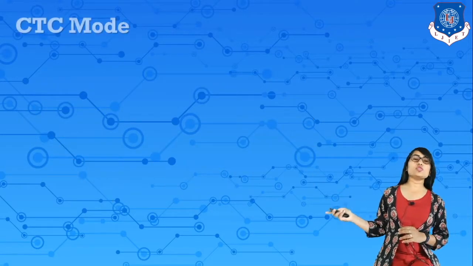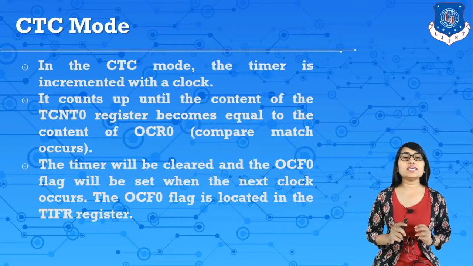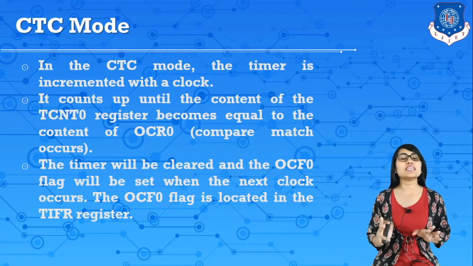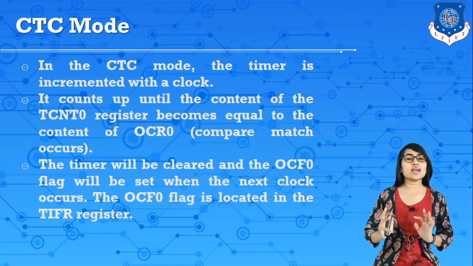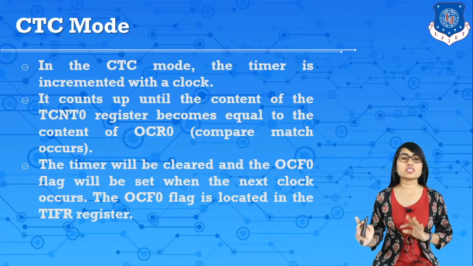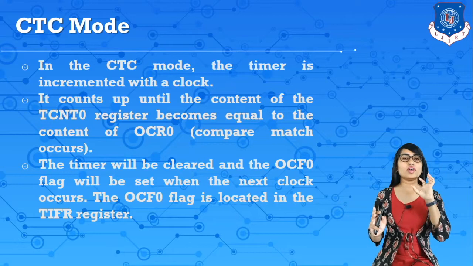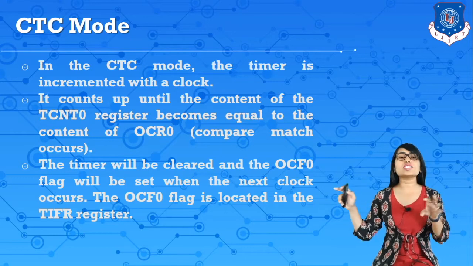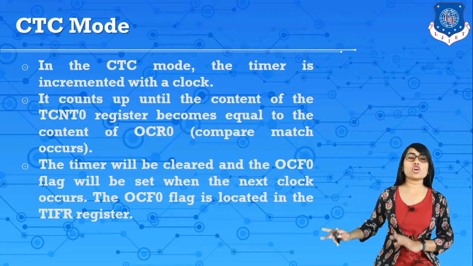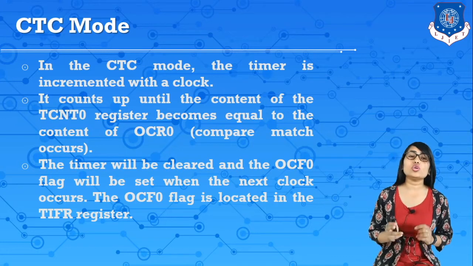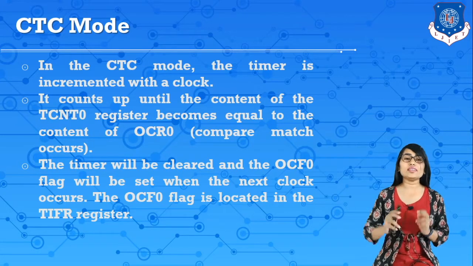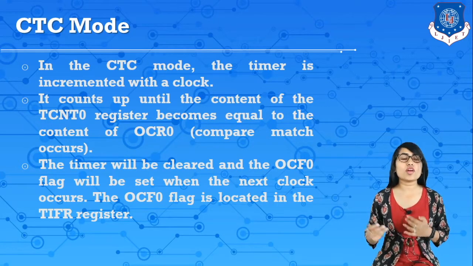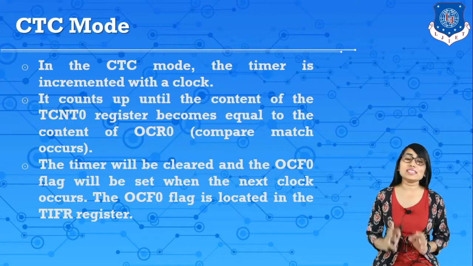Next is CTC mode. In CTC mode, the timer is incremented with the clock. It counts up until the content of TCNT0 becomes equal to OCR0, that means the output compare register. Whenever our counter value in TCNT0 becomes equal to OCR0, our counter will stop. The timer will be cleared and the OCR0 flag will be set when the next clock occurs, and the OCR0 flag is located in the TIFR register. So this is normal mode and CTC mode.